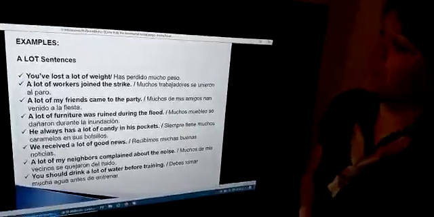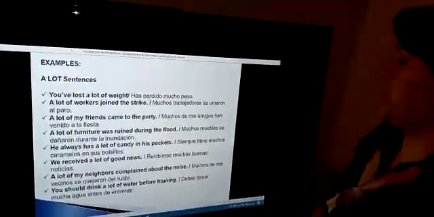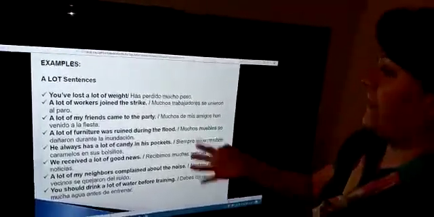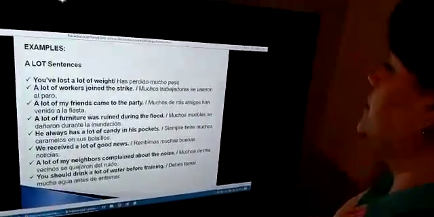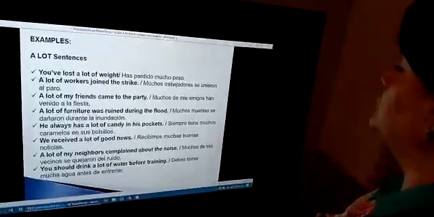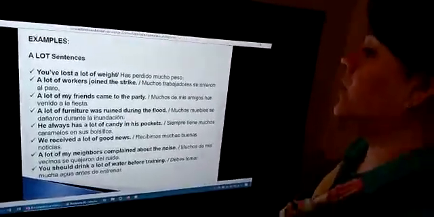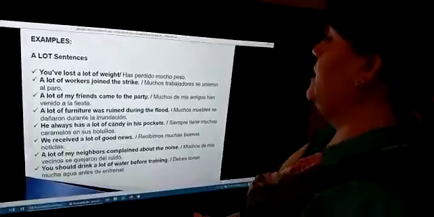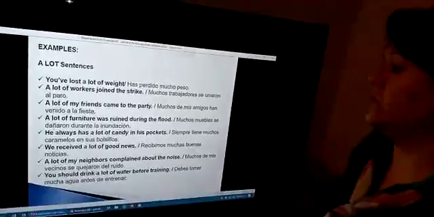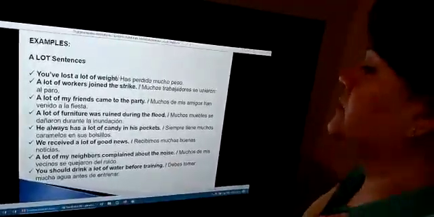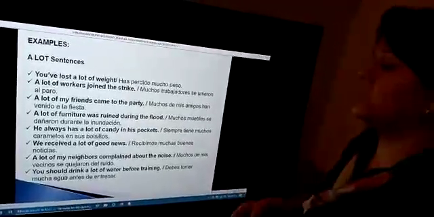The next example is, a lot of my friends come to the party. In Spanish, muchos de mis amigos han venido a la fiesta. The next example is, a lot of furniture was damaged during the flood. Spanish, muchos muebles se han dañado durante la inundación. The next example, he always has a lot of candy in his pocket. Spanish say, siempre tienes muchos caramelos en sus bolsillos. The next, we receive a lot of good news. Spanish, recibimos muchas buenas noticias.